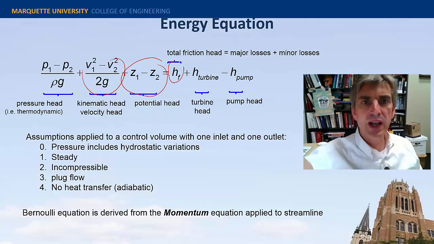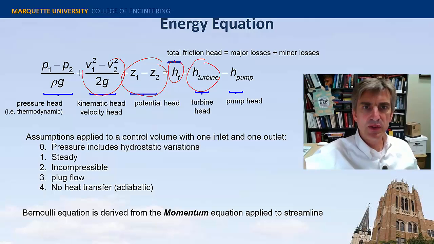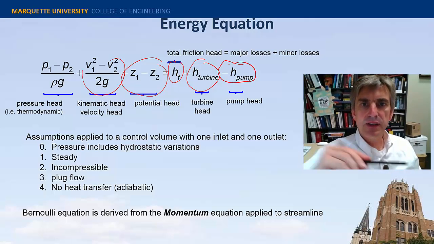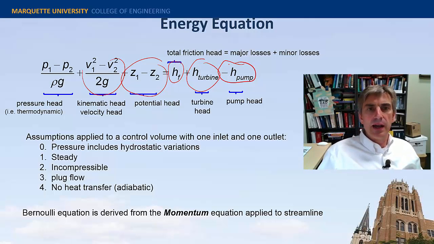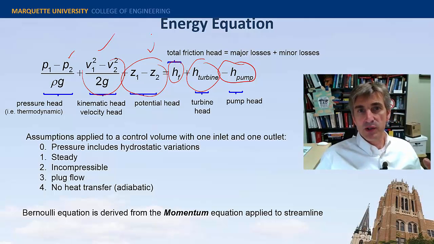The first term on the right-hand side, H_F, is the total friction, which includes the major and the minor losses. And then we have the turbine, which has the same sign as the friction. They're both positive. They're both pulling energy out of the flow. And then finally, you've got the pump head, which is negative. Each one of these terms has units of length, which is why it's called a head.